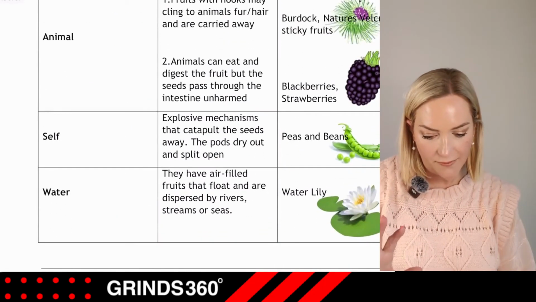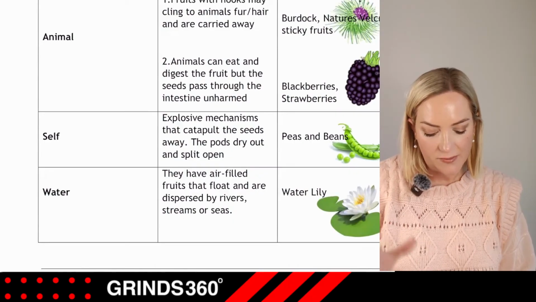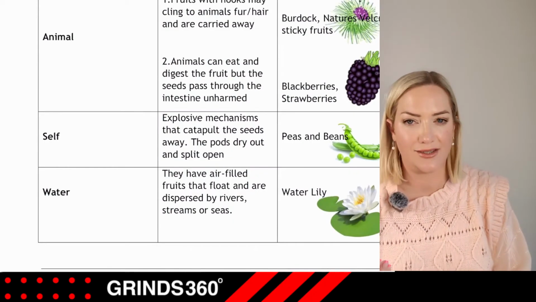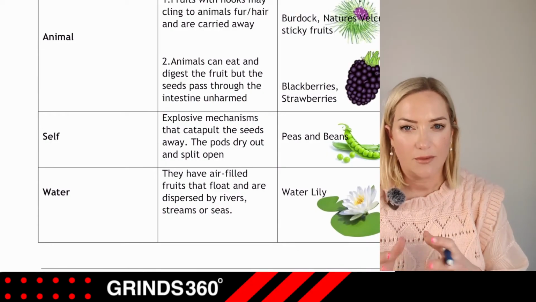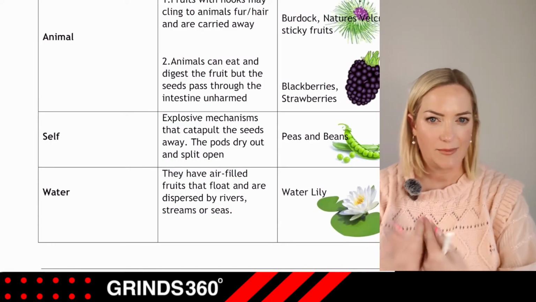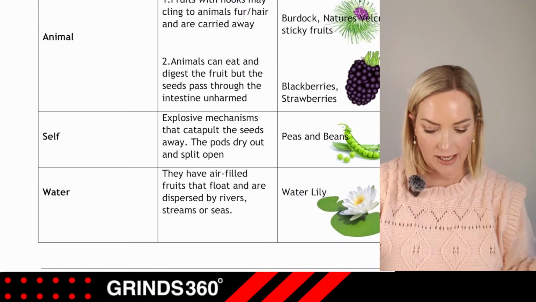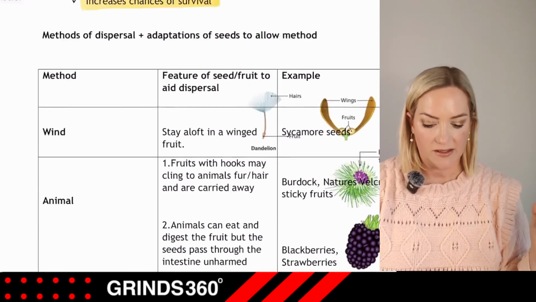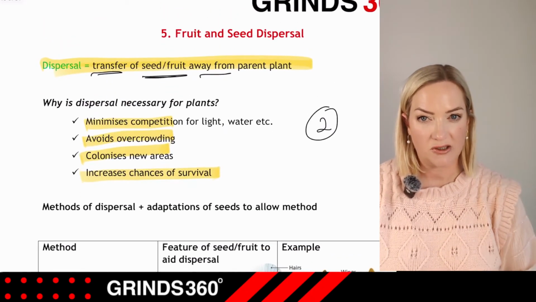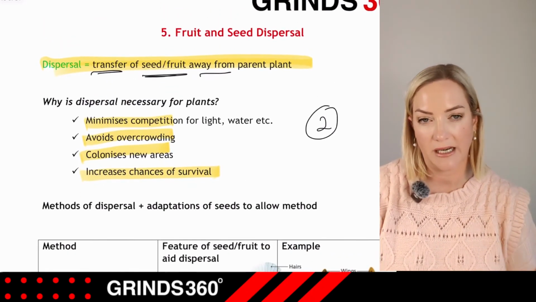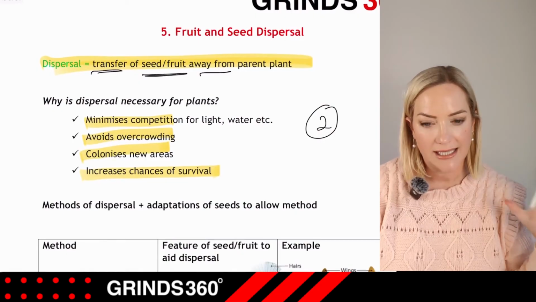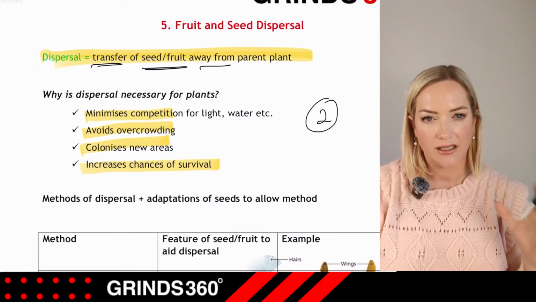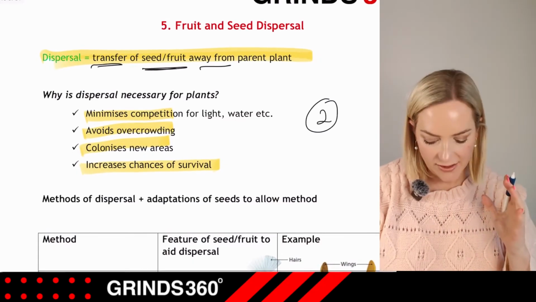An example of self-dispersal can be beans or pods, or peas, excuse me. What will happen is the pods will dry out, and when they dry out, they split and spread the seed. What's the purpose of dispersal? Well, what is dispersal? The transfer of the seed or the fruit away from the parent plant. Why is it necessary? What's the advantage of it? Minimizes competition, avoids overcrowding, colonizes new areas, and increases chance of survival.